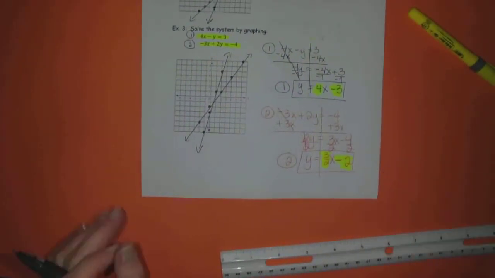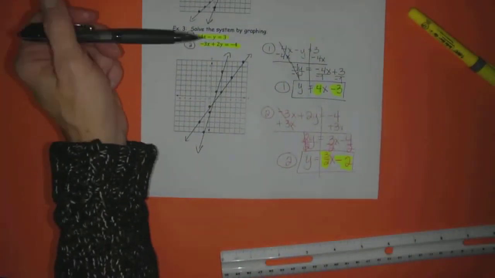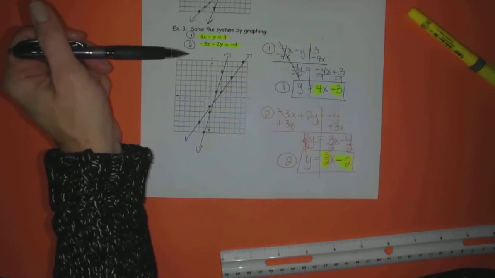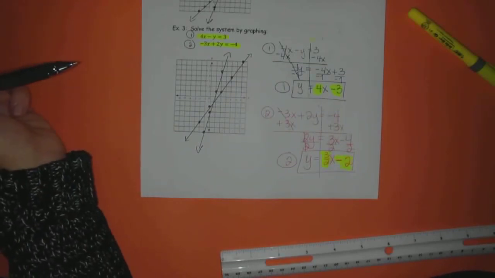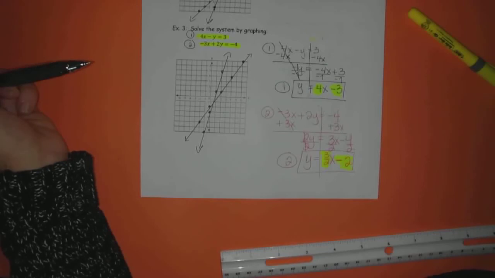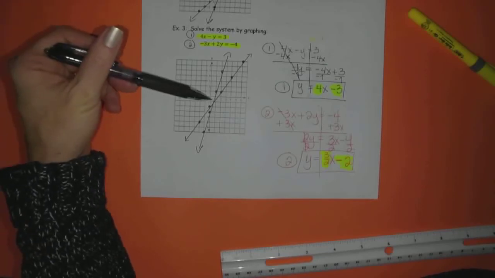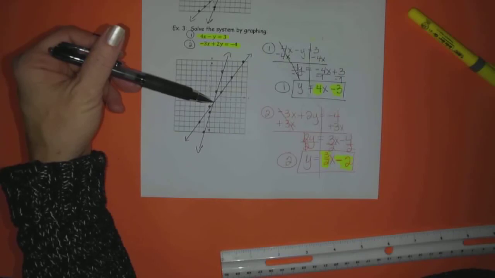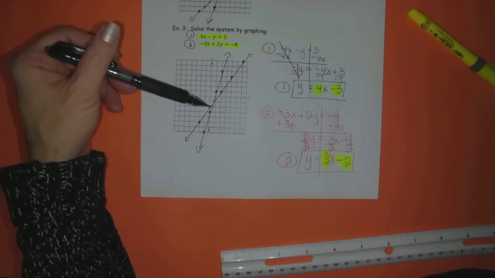To be honest with you, when I grabbed this example, I did not realize this was going to happen. Do you notice something here? The point where they intersect, right about here, doesn't it look like it's a decimal? Like, to me, it's not quite on a corner.